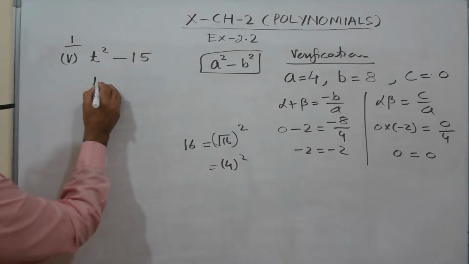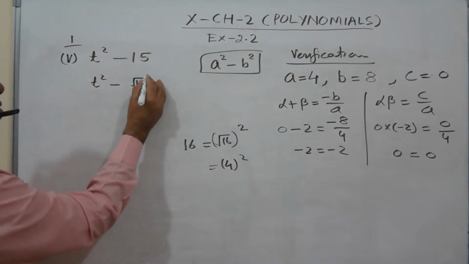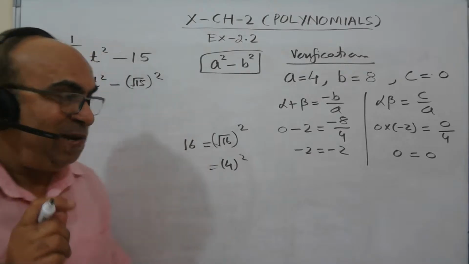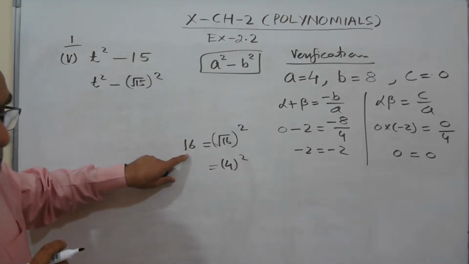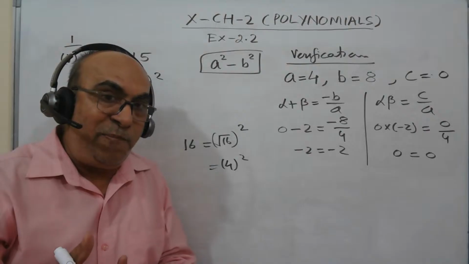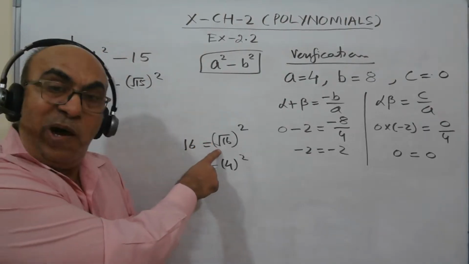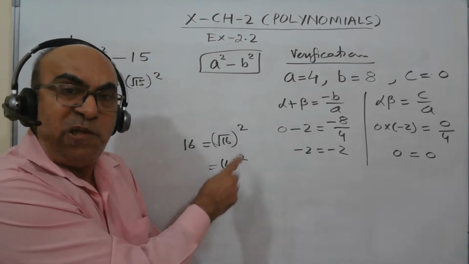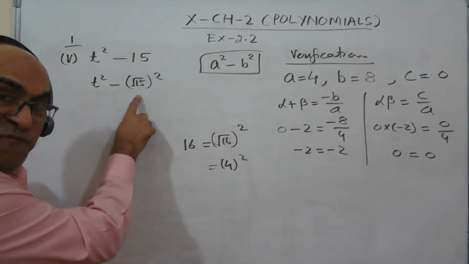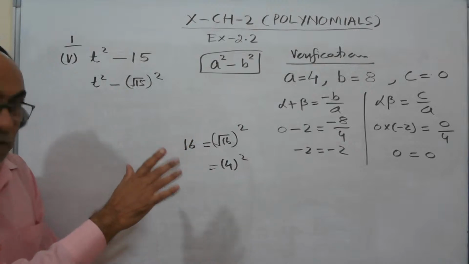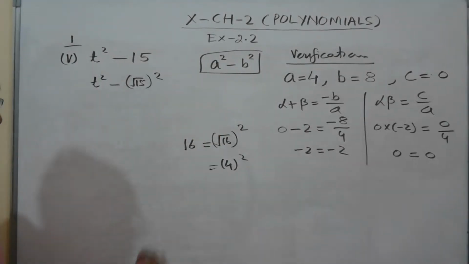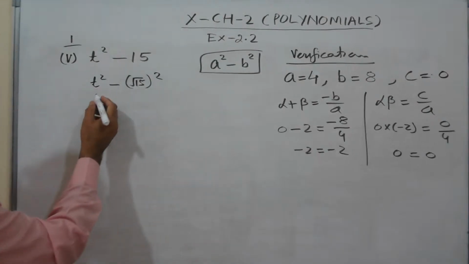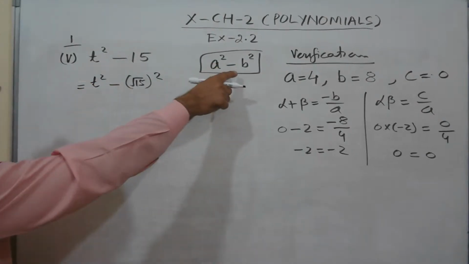So I will write this as t square minus square root of this number whole square. But square root 15 we can't simplify, right? Here, see 16, I want to write 16 as a square of a number. So what do we do? Square root of 16 whole square. But square root of 16 we can simplify, so it is 4 square. But here we can't simplify, so leave it as it is. Got it? So this is the concept of how to write a number as a square. Similarly, we can write a number as a cube also. So now it is exactly in that form.